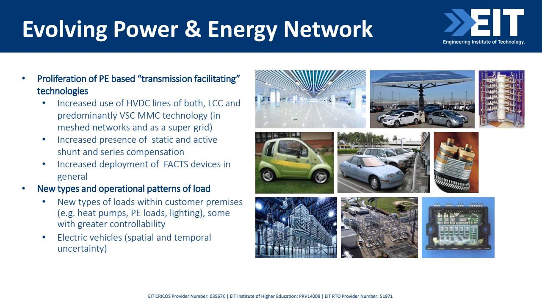So you are looking at new types and operational patterns of load. The new types of load within the customer premises, for example, the heat pumps, the power electronics loads, the lighting. There are some of them that are controllable. But the worst thing is still to come, and that is electric vehicles. You find that this is going to become a big issue, especially with the spatial and temporal uncertainty.